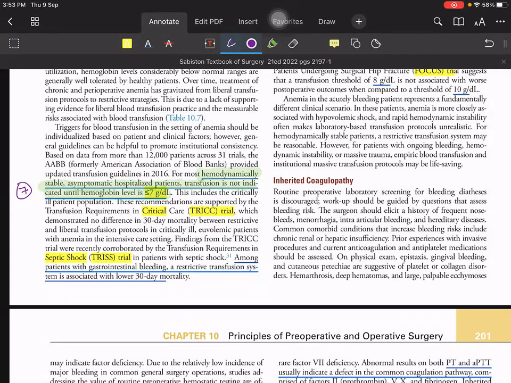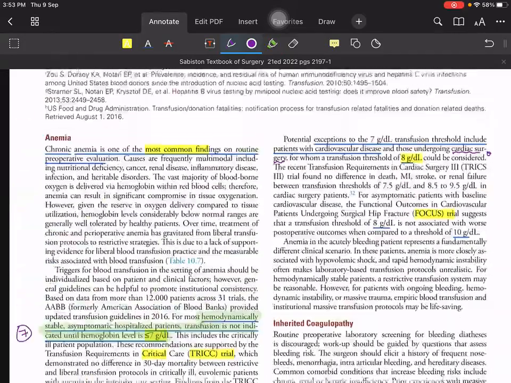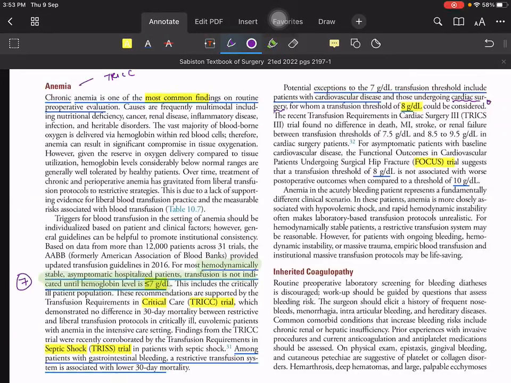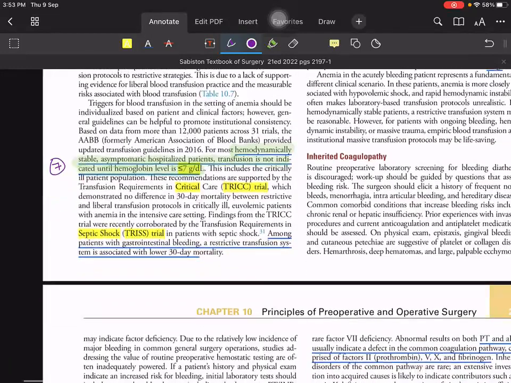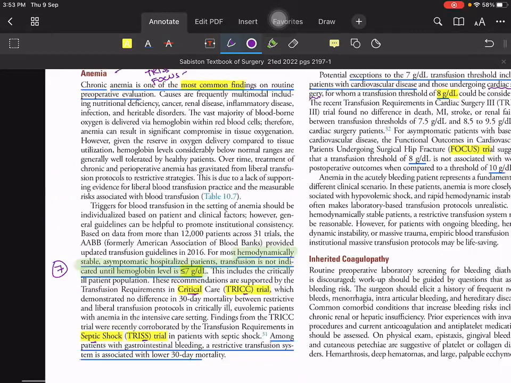There are 3 trials included in anemia. It's very important, you should know about the 3 trials: the TRICC trial, the TRISS trial, and the FOCUS trial. Just remember, no need to go deep. The TRICC trial is for transfusion requirements in critical care, that is enough. The TRISS trial is for transfusion requirements in septic shock. That only they will ask.